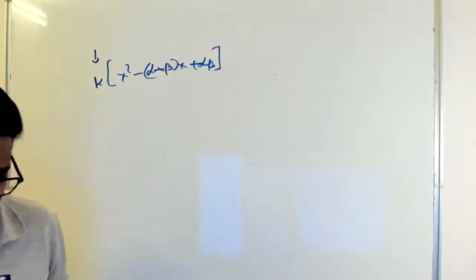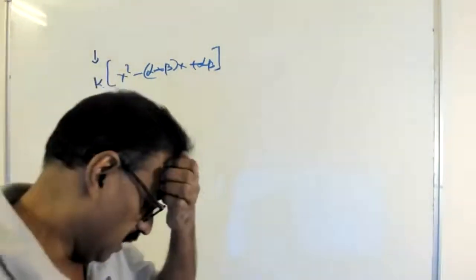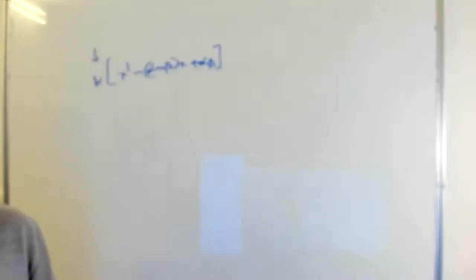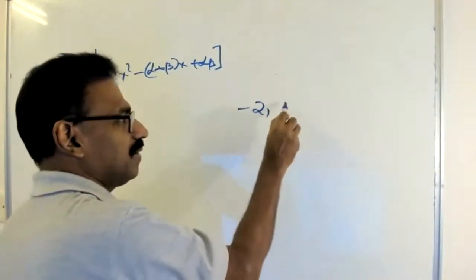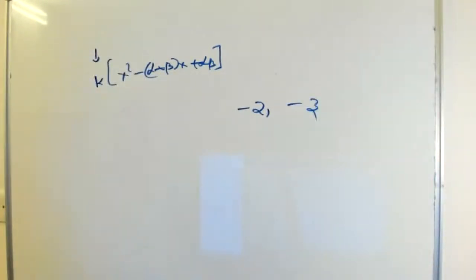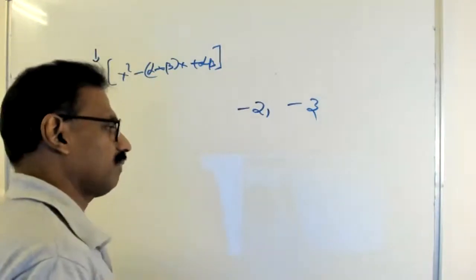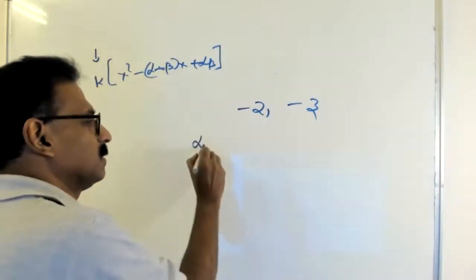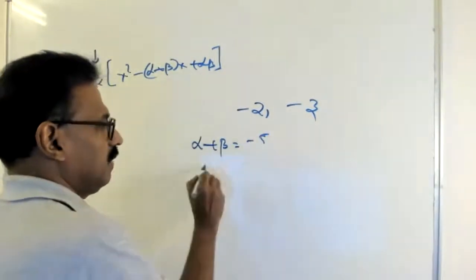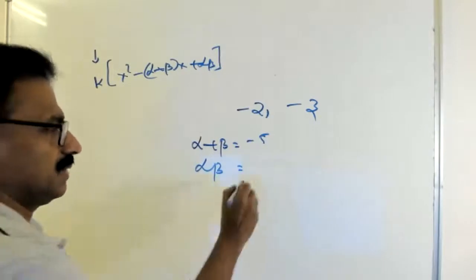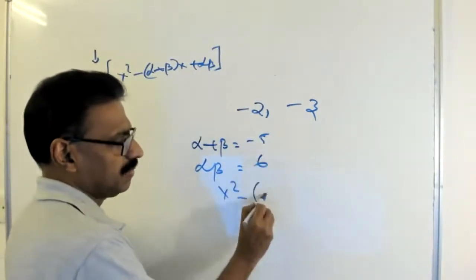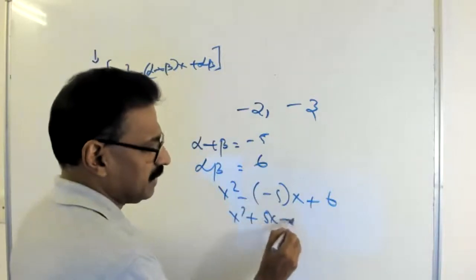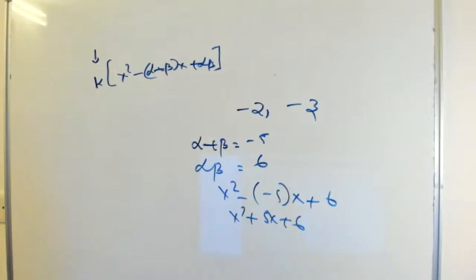Roshan, what is your selection? Mix, plus or different sign or same sign? What do you want? Mix. Minus 3. I'm giving same sign. Easy for you. Minus 2, minus 3. What is the polynomial? Sum is what? Minus 5. Alpha beta? 6. Polynomial x square minus 5 into x plus 6. Correct or no? So x square plus 5x plus 6. Right? Okay.